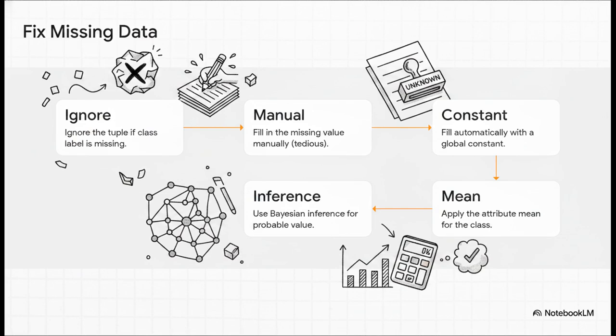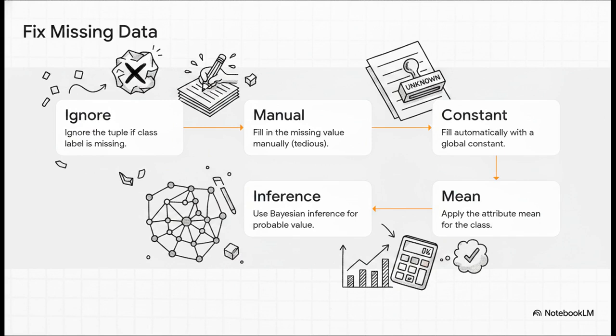So what happens when an ingredient is just completely missing? Say a customer's occupation is left blank on a web form. There are a few distinct strategies the AI can use here. First, it could just ignore the entry entirely, or the tuple, which is just a nerdy word for a single data record, though obviously that loses data. Second, humans could fill it in manually, but let's be real, that is way too tedious.